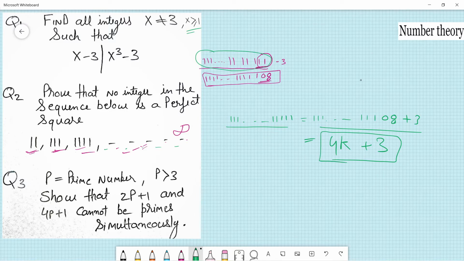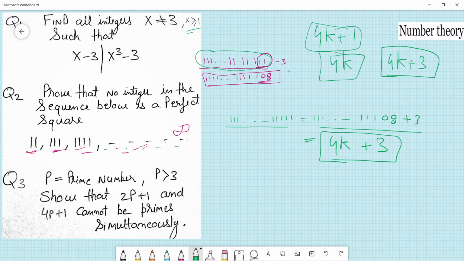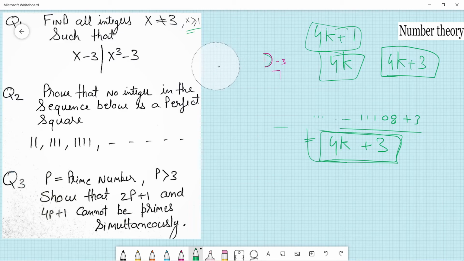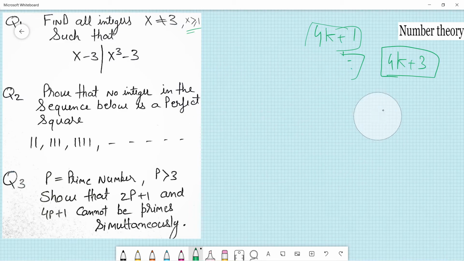But from our knowledge from previous videos, if a number has to be a perfect square, it has to be of the form 4k plus 1 or 4k. No numbers of the form 4k plus 3 are perfect squares. This we saw in our last video. So from this we can say no numbers in this sequence will be perfect squares because all of them are of this form. So that completes our question number 2. Let's move to question number 3.